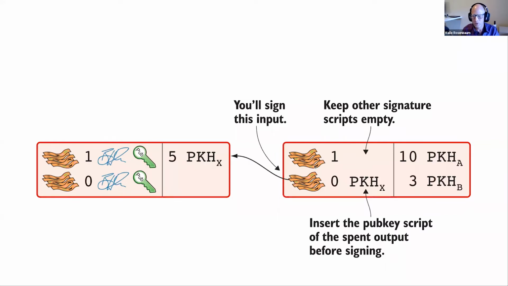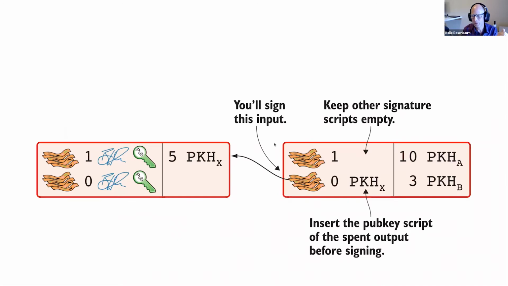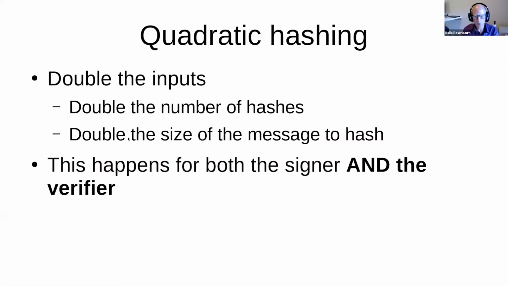Okay. So this is when you sign the other input. You put the pub key script into the signature script, and then you sign this message here. Okay, so this looks simple and doable, but if you double the number of inputs in a transaction, you also double the number of hashes you need to do, because you need to hash this message once for each signature. But you also double the size of the message to hash.